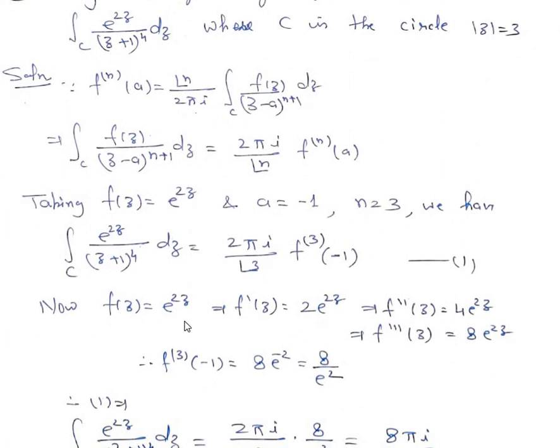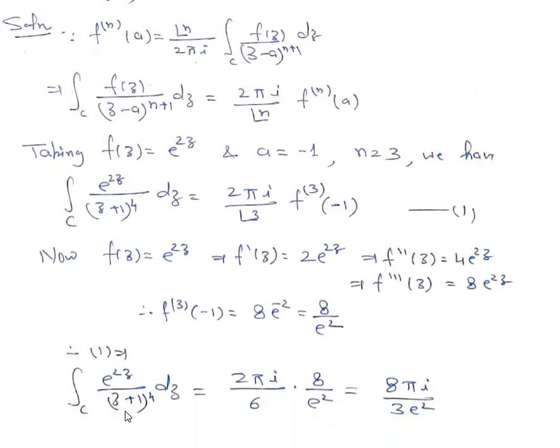Now f(z) is e to the power 2z. So f dash is twice e to the power 2z, f double dash is 4 e to the power 2z, f triple dash is 8 e to the power 2z. So the third derivative of f(z) at minus 1 is given by 8 into e to the power minus 2, that is 8 upon e square. So put this value here. So the integral over c of e to the power 2z upon (z plus 1) to the power 4 dz is equal to 2 pi i upon 6 into 8 upon e square, which is 8 pi i upon 3e square.